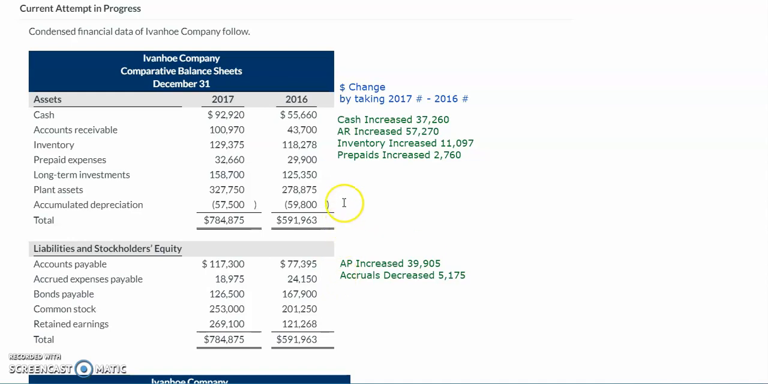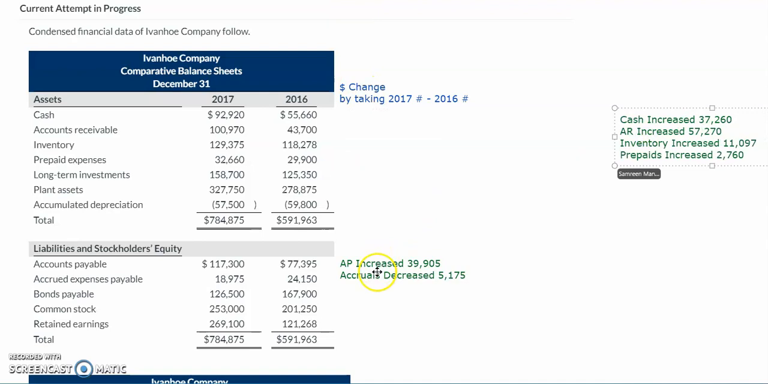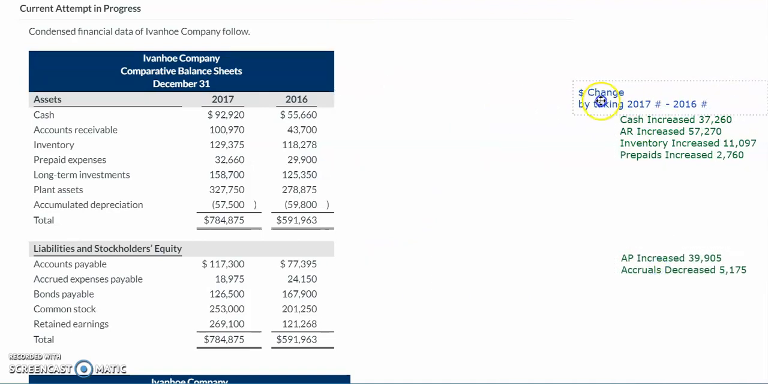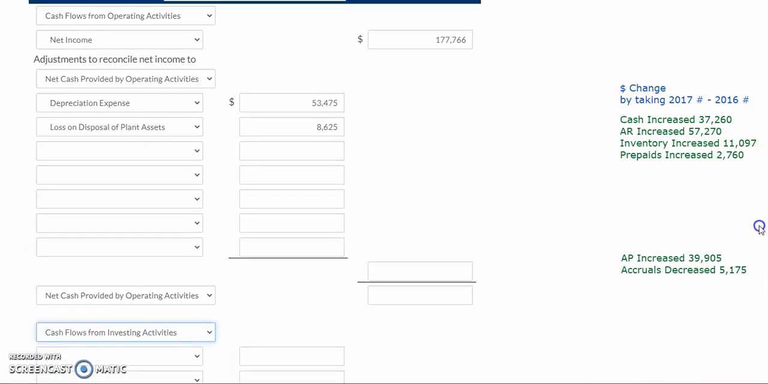One of the things that you want to notice is I did not include for operating activities the property, plant, and equipment, because that will be considered for the investing activities. Also, the bond payable will be considered for the financing as well as the common stock, and retained earnings is impacted by our net income, which is already considered, and dividends, which will be considered in the financing activities section. So I'm going to move these notes over to the side, so that when we go through our statement of cash flows, we can remember what items increase and decrease and by how much.